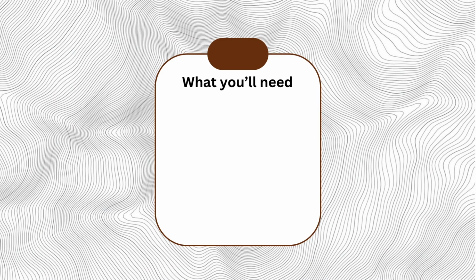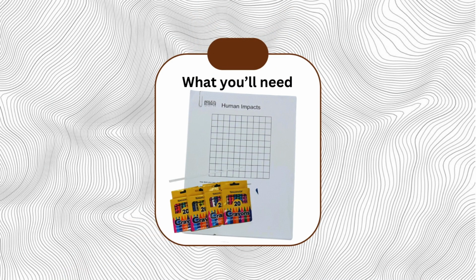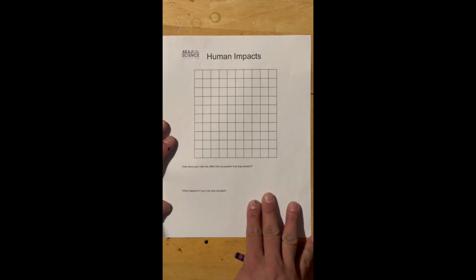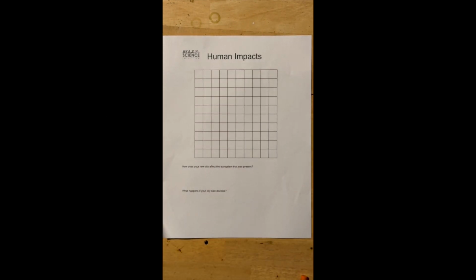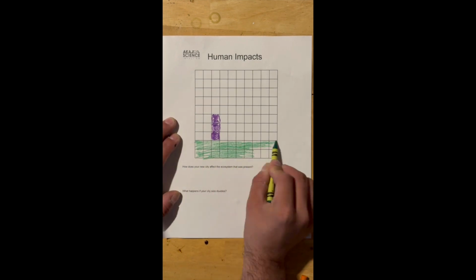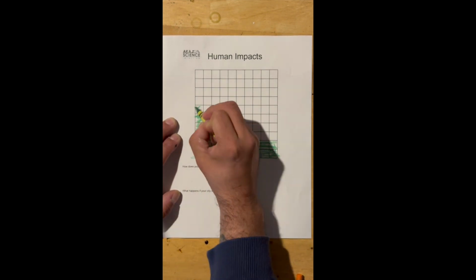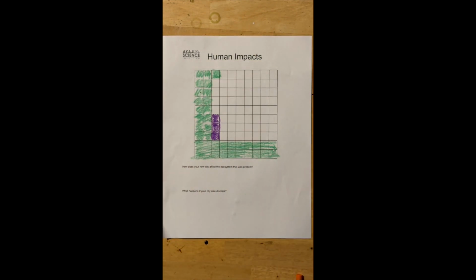For this, you'll need the worksheet from the envelope in your kit and the crayons. Have your students pick one color to color in 3 boxes on the grid. These boxes represent the population of our city. Now, have your students pick out a different color and color in 37 boxes in the grid. These boxes represent the resources the 3 boxes of humans require to live. Lastly, pick a third color and color in 1 box to represent the garbage that these people produce.